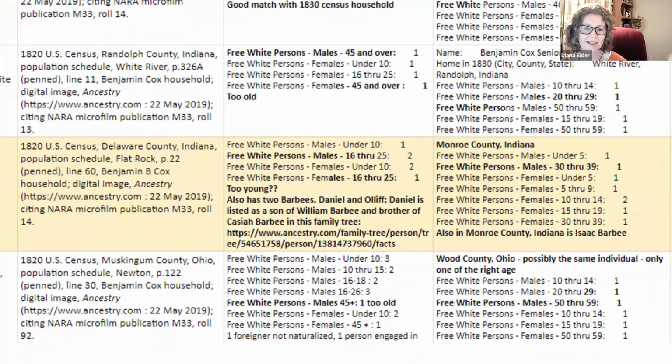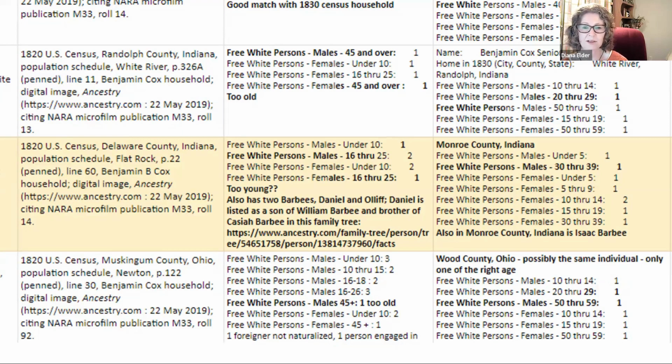Also, we had some FANs. We have the Barbies, and he married a Barbie. Benjamin Cox married Keziah Barbie. And so having these Barbies that were also in Ohio and now they're in Indiana and then they're also in Monroe, that is good evidence. That's how we can use the friends, associates, and neighbors trying to find connections.